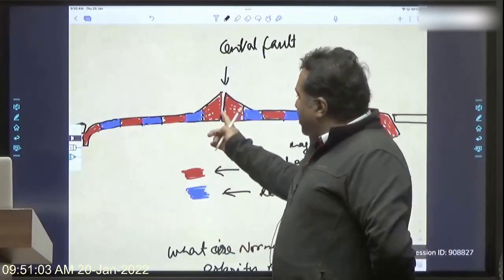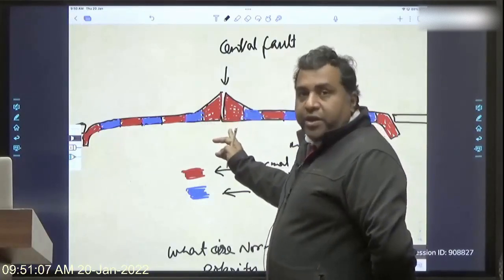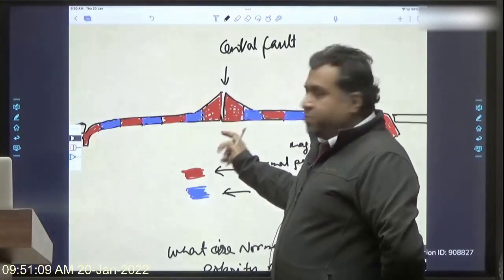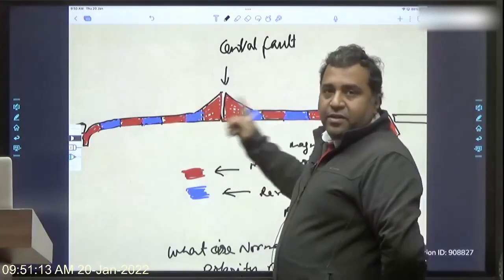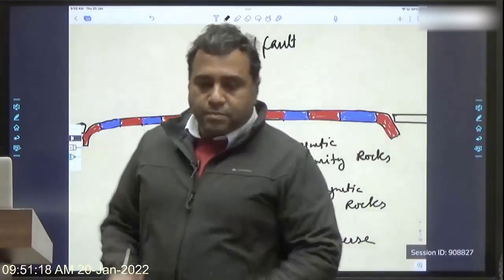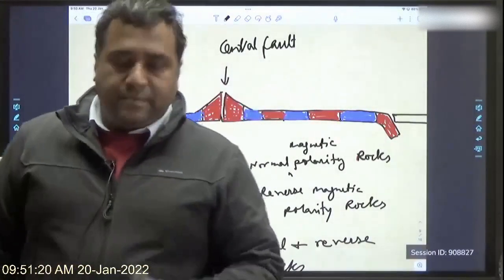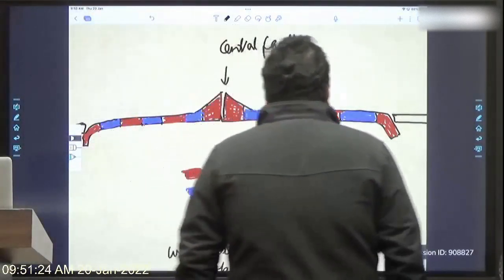So we find here normal polarity, next to it older, next to it reverse polarity, next to it again normal polarity, after that again reverse polarity, and so on. So this is what we found. Is this clear? Okay. Right. So you can write down a few lines about this.